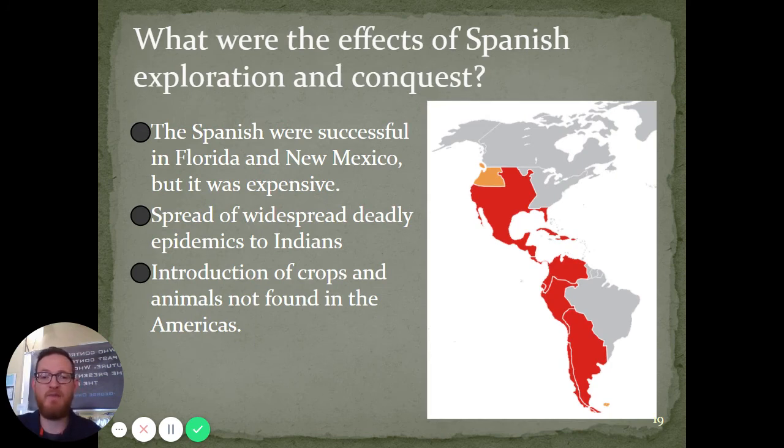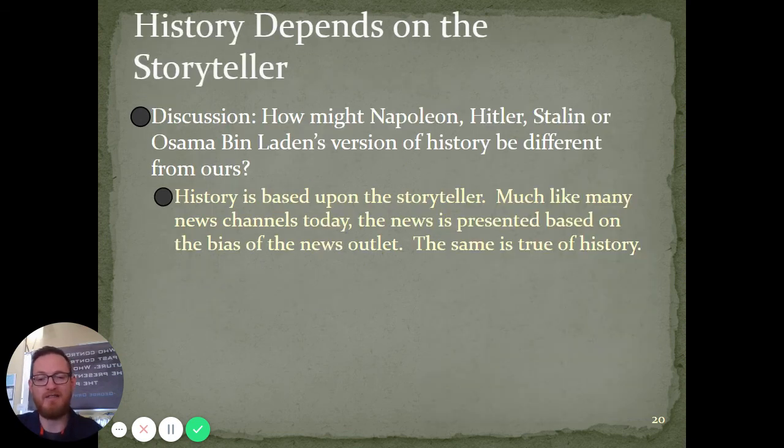So, what was the effect of the Spanish exploration and conquest? The Spanish would be very successful in Florida and New Mexico, but it was very, very expensive. You would have the spread of disease, which we have mentioned, that would kill natives, and the introduction of crops and animals not found in the Americas, which would, in some cases, have a positive effect on the natives. Certain native groups became very quickly accustomed to the horse and were able to use it to their advantage in warfare. We'll talk about the Pueblo Revolt, a revolt against the Spanish, and how that helped save a lot of Native American culture, especially within New Mexico.